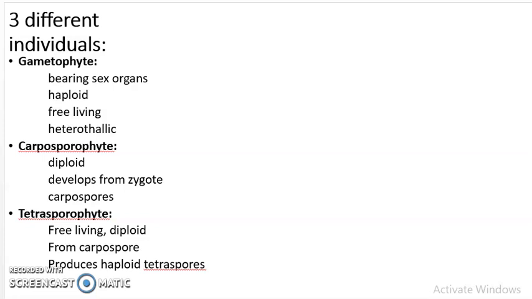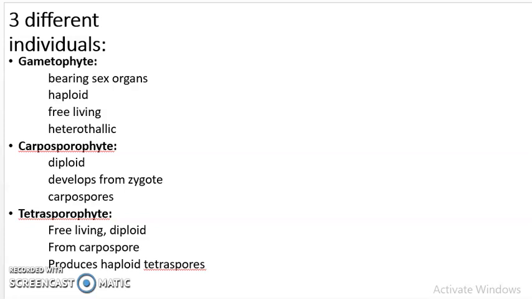There are three different types of individuals in Polysiphonia. As I already mentioned in the previous class, the Polysiphonia life cycle is a triphasic diplobiontic life cycle, consisting of three life phases. One is the gametophyte, which is a haploid plant that bears sex organs and trichoblasts. It is a free living heterothallic plant.